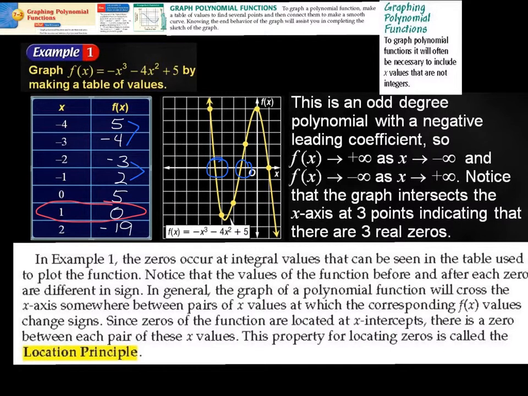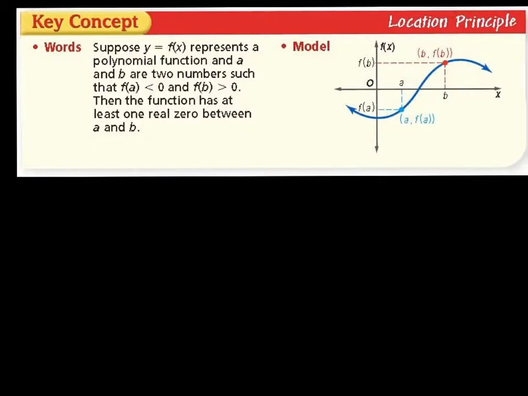In general, the graph of a polynomial function will cross the x-axis somewhere between the pairs of x values at which the corresponding f(x) values change signs. Since zeros of the function are located at x-intercepts, there is a 0 between each pair of these x values. This property for locating zeros is called the location principle. Suppose y = f(x) represents a polynomial function and a and b are 2 numbers such that f(a) is less than 0 and f(b) is greater than 0. Then the function has at least one real 0 between a and b.